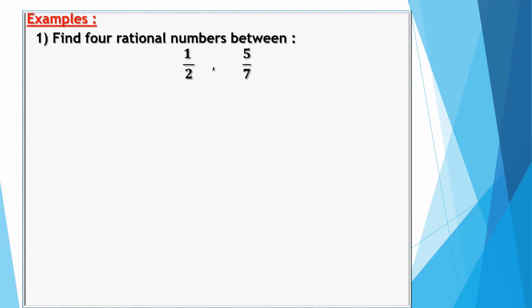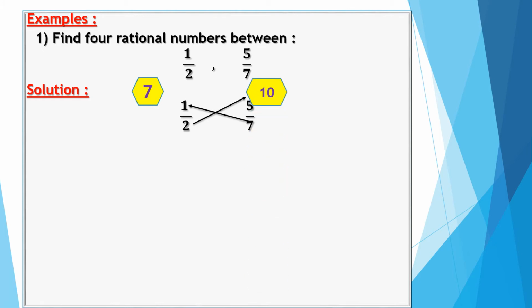Let's have some examples. First one, find 4 rational numbers between 1 over 2 and 5 over 7. By an easy way, let's have the solution. Yes, cross multiplication for those numbers and make the denominator the same this way. 7 times 1, it will be 7 on the left hand side. 2 times 5 on the right hand side, it will be 10. And down the denominator will be 2 times 7, which is 14. So the two new numbers we have will be 7 over 14 and 10 over 14.